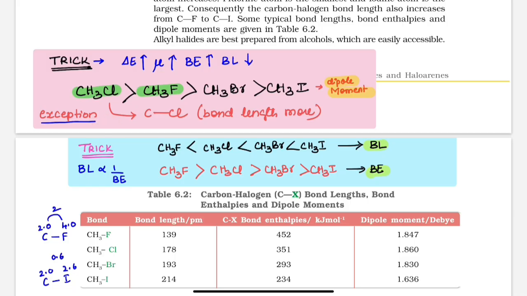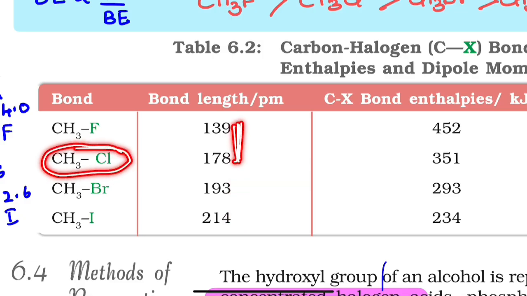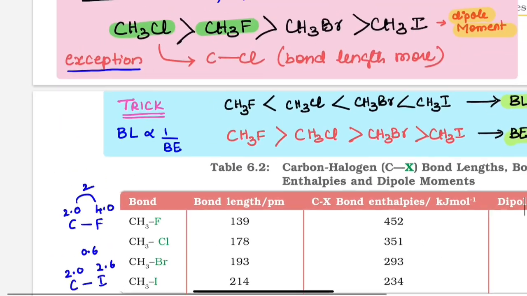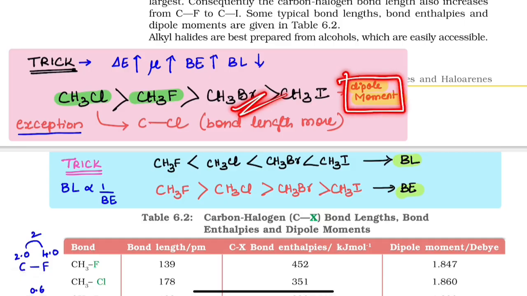Why is this exception? In the carbon-chlorine bond, if you see, the bond length is more. Since the bond length is more, dipole moment also will be more. See here the bond length values. For C-F, the bond length is 139, whereas for C-Cl, the bond length is 178. So here the difference is almost 40, whereas elsewhere the difference is 10 to 20. Since the difference is very high, the bond length here is more. Because of that you can see this exception. So learn this order. The dipole moment order will be this.